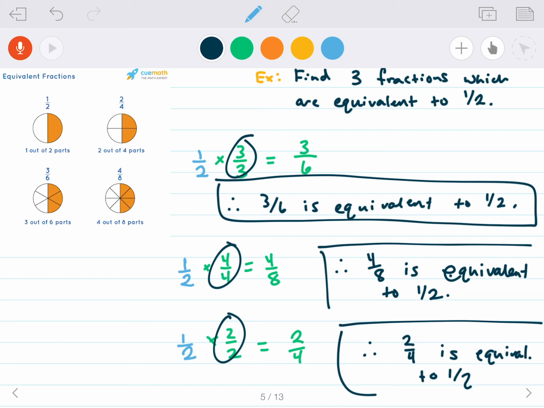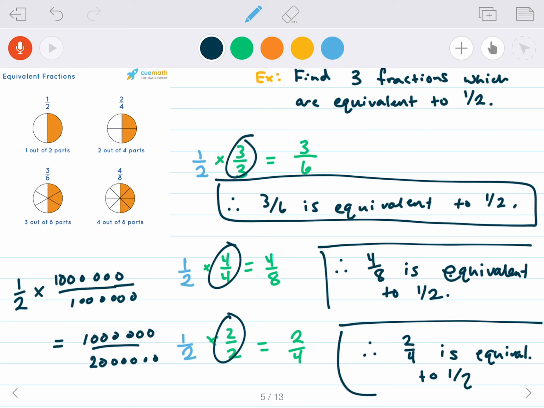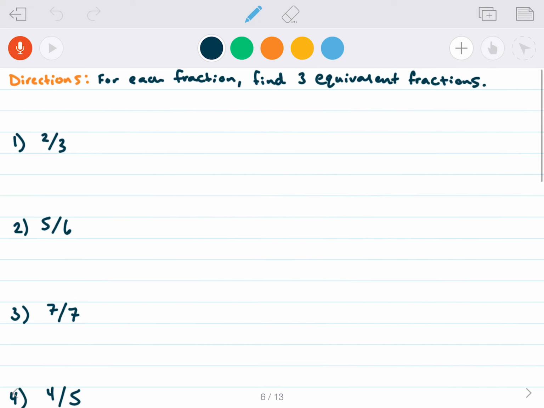That still equals 1. So another equivalent fraction of 1/2, we could multiply by 1,000,000 over 1,000,000. And when I do that, I get 1,000,000 over 2,000,000. So this is also equivalent to 1/2. There's an infinite number of equivalent fractions for a given fraction. All right, so for each fraction, find 3 equivalent fractions.